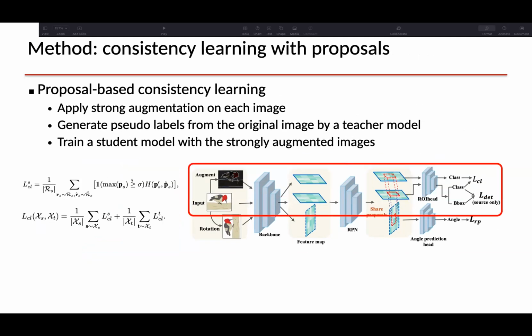And also we have a consistency loss. We apply strong augmentation on each image, and we generate a pseudo label with the original image. This is the original image, and we use the pseudo label as a kind of pseudo ground truth to supervise the strongly augmented image, and in this way we enforce the consistency of the predictions. Therefore the model will be more robust to changes in the image space.